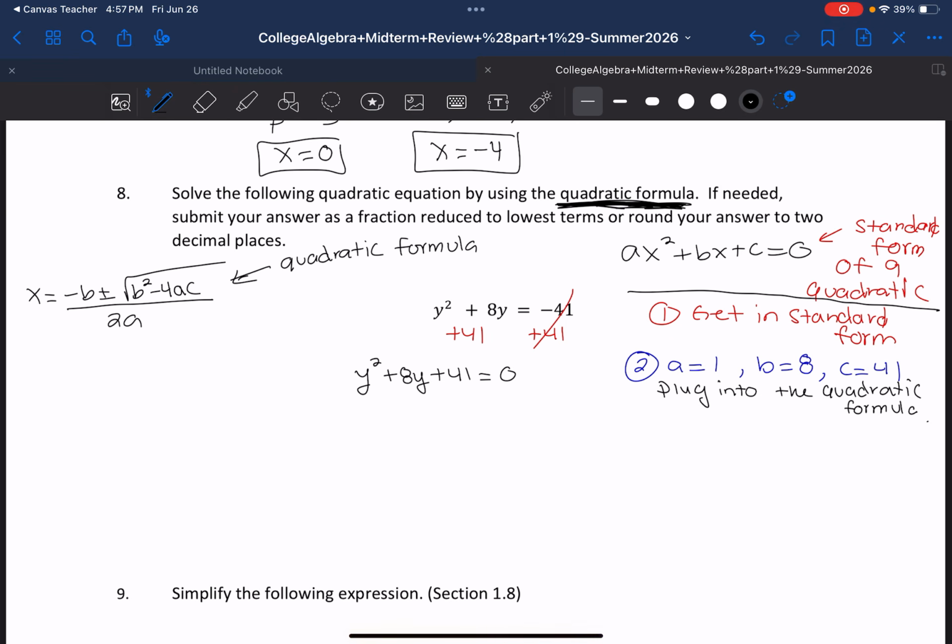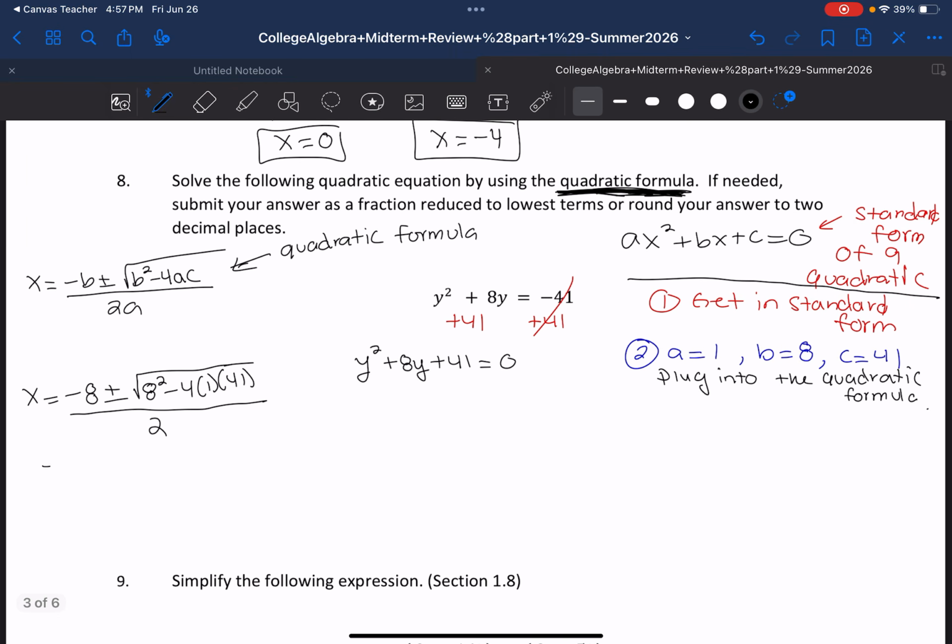Okay, so our solution, I'm going to start over here, would be negative b, which should be negative 8, plus or minus the square root of b squared, which is 8 squared, minus 4 times 1 times 41, because that is our c, all divided by 2 times a, which is 1, so just 2. Okay, and then we're just going to start simplifying. So you want to start underneath the radical first. So I'm going to bring down the negative 8 plus or minus.